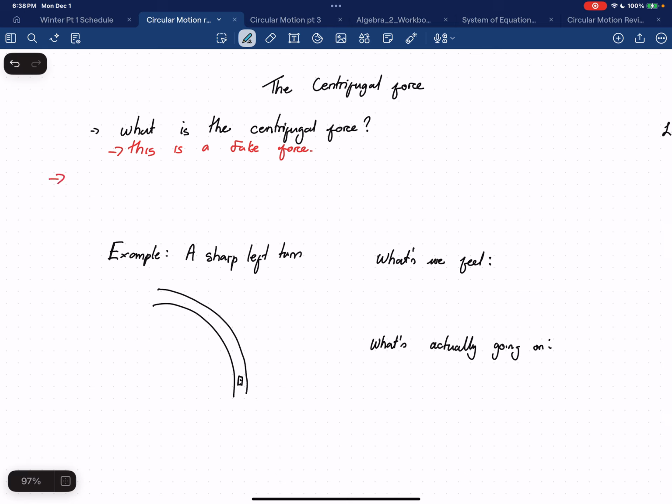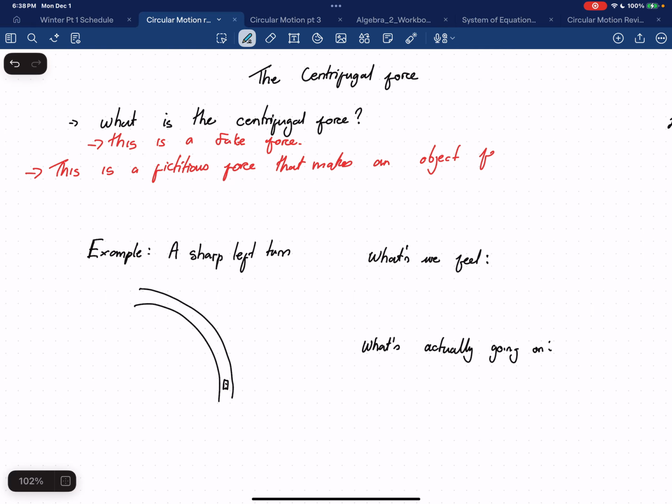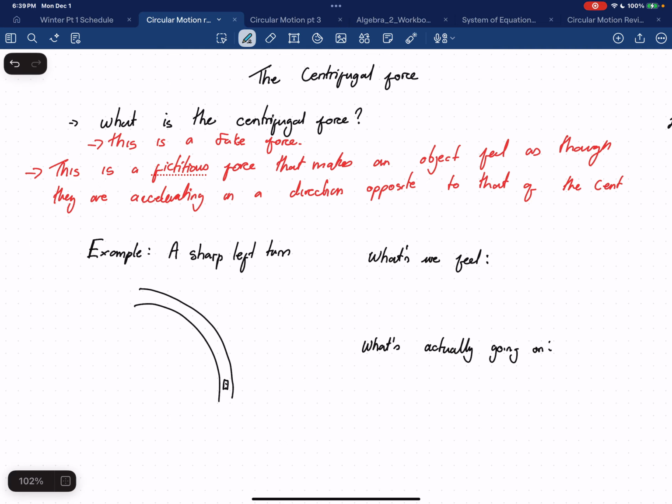Here's the formal definition. This is a fictitious force that makes an object feel as though they are accelerating in a direction opposite to that of the centripetal force, which is a real force.